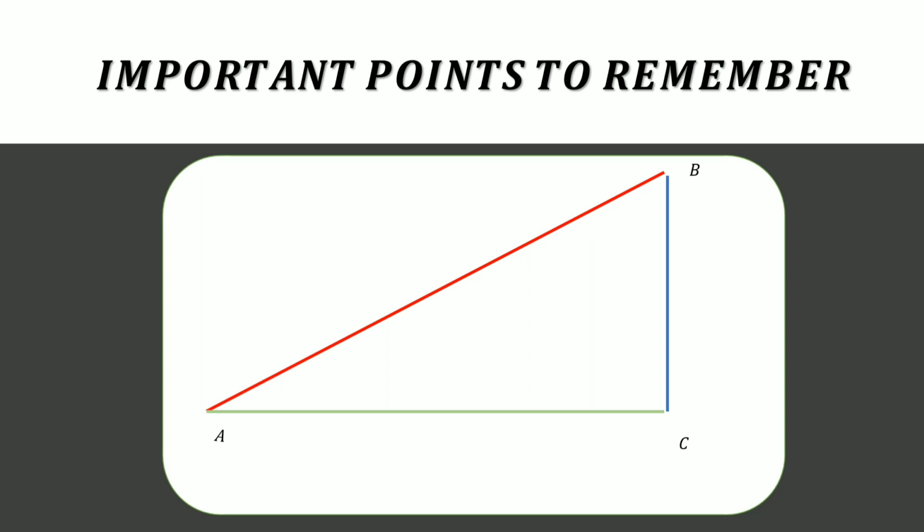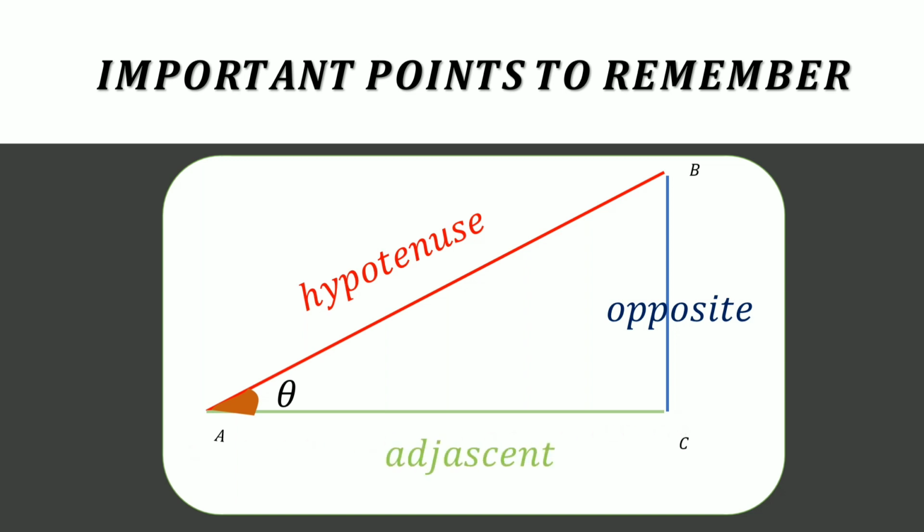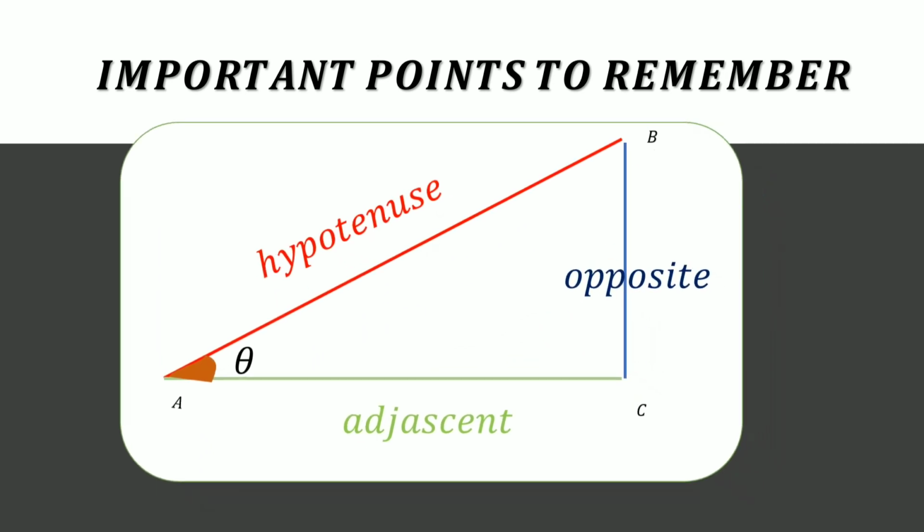If ACB is a right angled triangle, right angled at C, then the longest side, that is AB, is the hypotenuse. If angle A is theta, the side opposite to theta is the opposite side. The side adjacent to theta, that is AC, is known as the adjacent side.